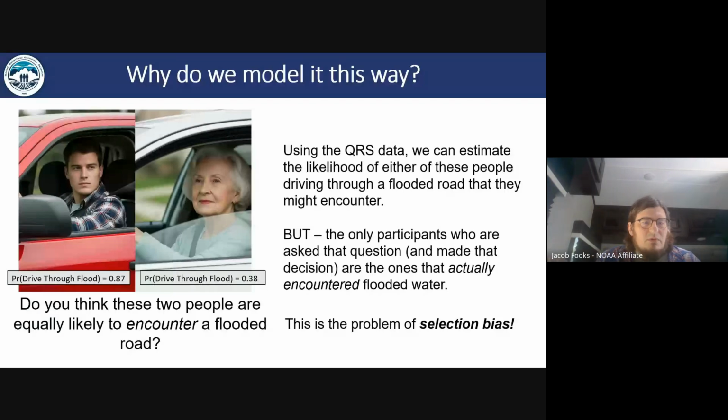do you think that these two people that we see are equally likely to encounter a flooded road? Perhaps not. Perhaps you have an older retiree who isn't necessarily going to be out driving as much. They are less likely to drive during the rain, right? So in general, if there's a warning, they are less likely to be out driving. They are less likely to encounter that flooded road. They are less likely to be asked this question. And if they are out for some reason, perhaps because they have a doctor's appointment or something like this, they would be less likely to divert, less likely to take alternative routes.